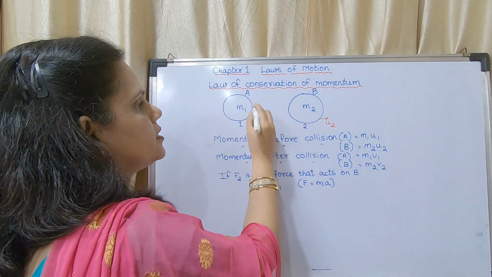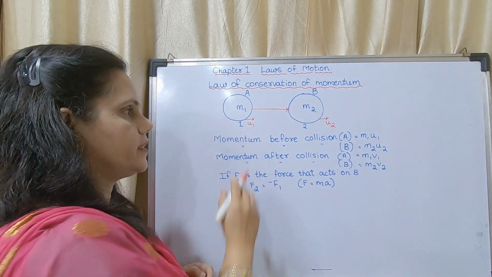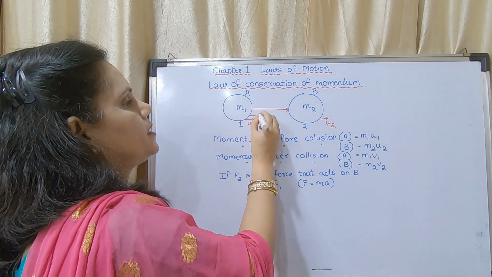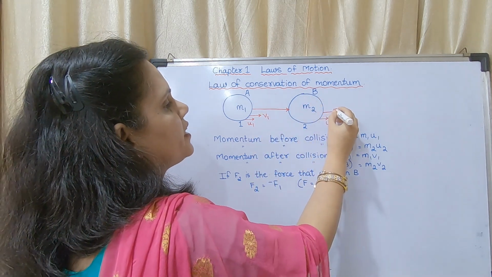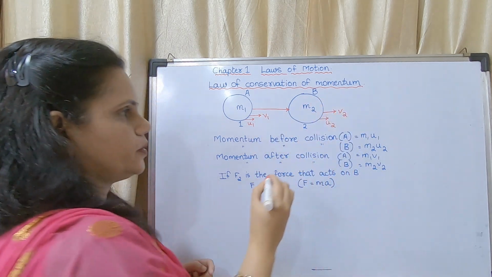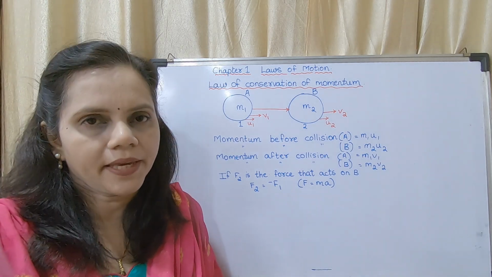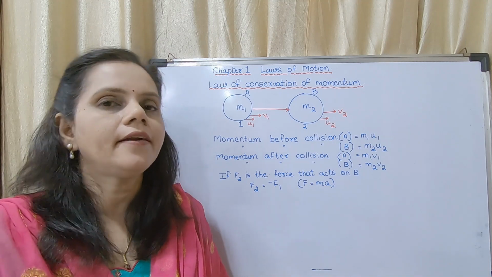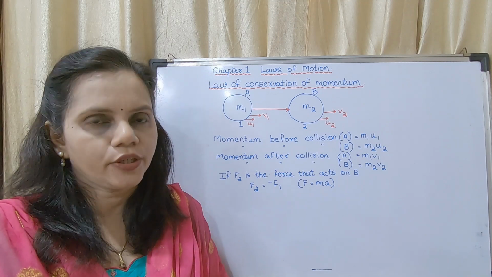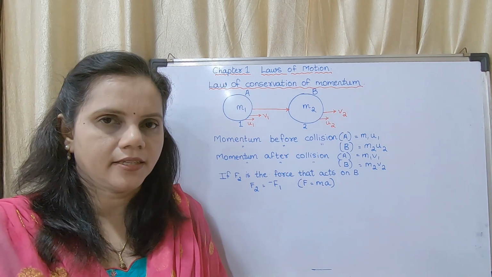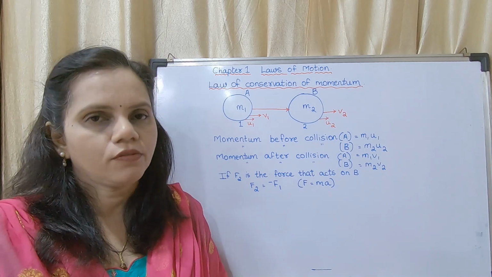If this is faster than this, it will come and collide with it. After collision, its final velocity will be v1 and the final velocity of this will be v2. So what will you write? Suppose there are two objects A and B of mass m1 and m2. Let their initial velocities be u1 and u2. They collide with each other. After collision, the final velocities become v1 and v2.